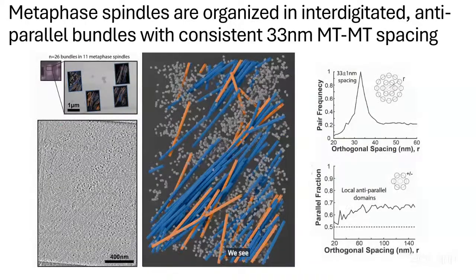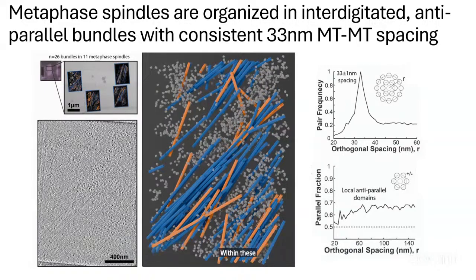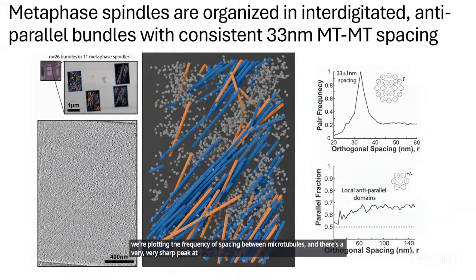As we did some more quantification to try and think about this a little more carefully, we see that within each of our tomograms, we observe what appear to be quite dense regions that are bundles of microtubules. Within these bundles, we see consistent spacing between adjacent microtubules. For center to center, that spacing is about 33 nanometers. You can see that here in this histogram on the top right. We're plotting the frequency of spacing between microtubules, and there's a very, very sharp peak at 33 nanometers.